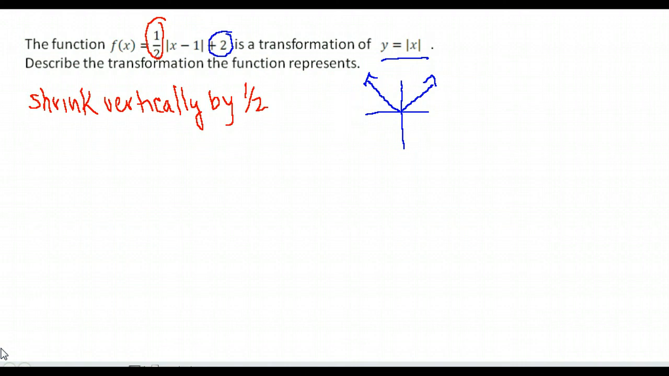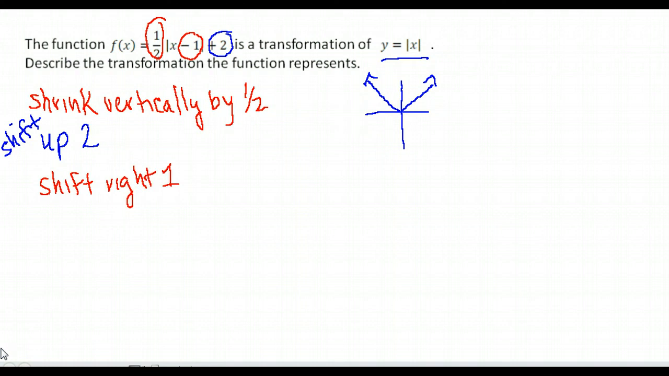The next thing I notice is on the end here, I have a plus 2, also outside of the absolute value, so I know that affects vertical change. It's plus 2, so that would move the graph up 2. I guess I should say, I'm going to shift it up 2. And there is one more thing happening there. There's a minus 1 inside the absolute value, so that affects our movement right and left. Minus is going to move it to the right. And there we have it.